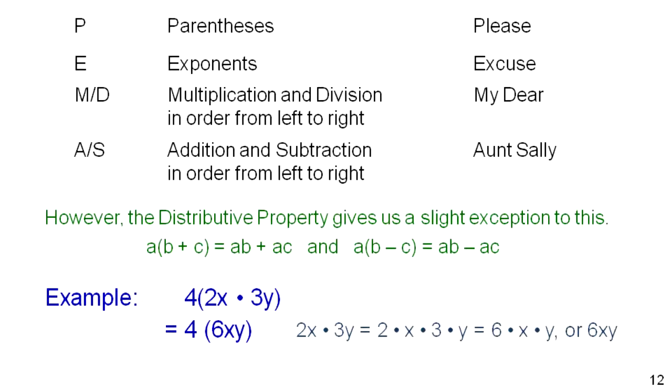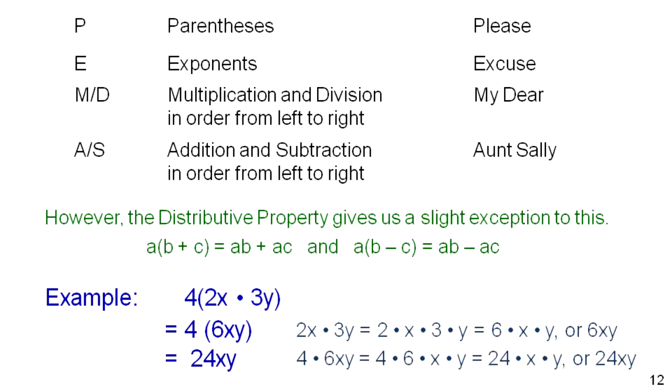We do not have to worry about like terms here, because we worry about like terms when we add or subtract. Note that 2x times 3y is equal to 2 times x times 3 times y, which simplifies to 6xy. Now, we can use a similar thought process to say that 4 times 6xy is equal to 24xy.